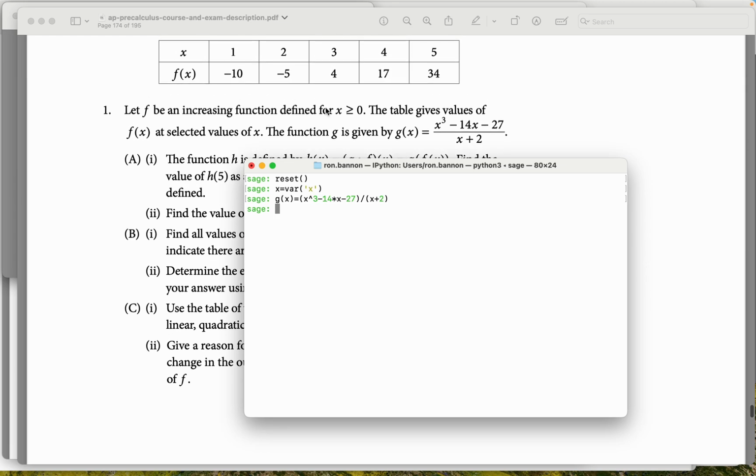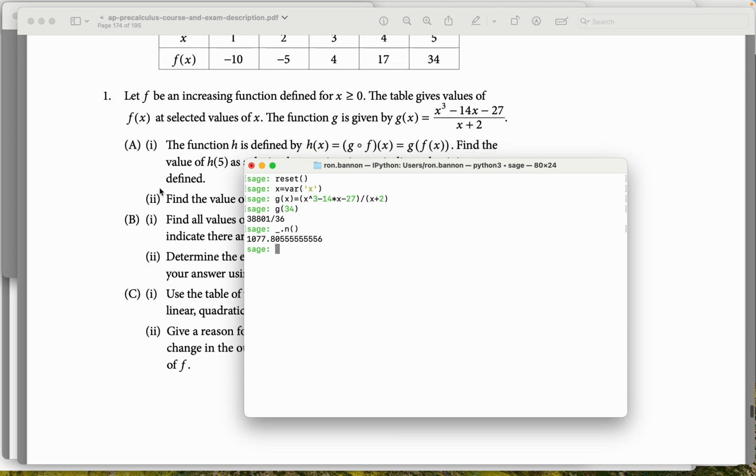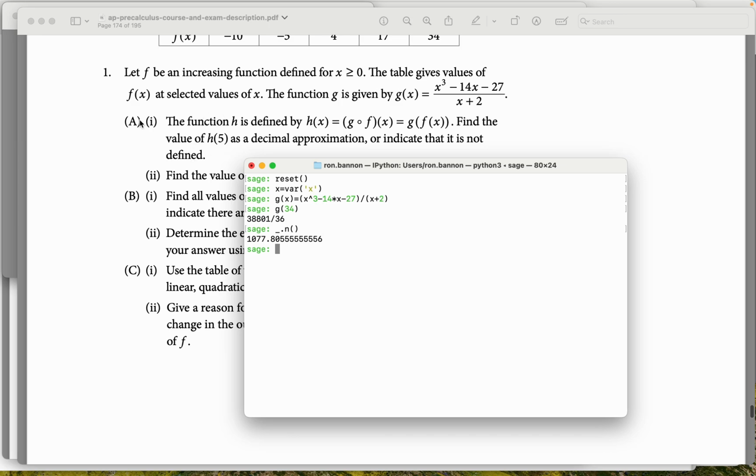So I have to look up here. When x is 5, f would return 34. So I want to do g of 34. And I get this crazy looking number. If you want to approximate, which is what they're asking you to do, you get this number over here. So again, using a calculator, that's what I'd get for part I of A.